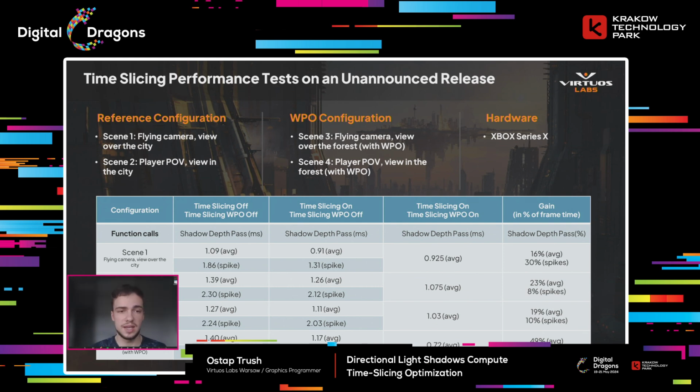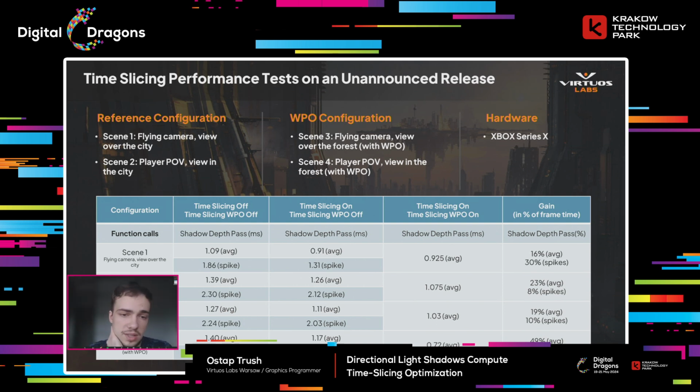The second scene is a player POV and the view in that city. And the 2 other scenes are for world position offset mostly. Scene 3 is flying camera with a view over a forest with world position offset. And the last scene is the player POV with a view in that forest exactly.